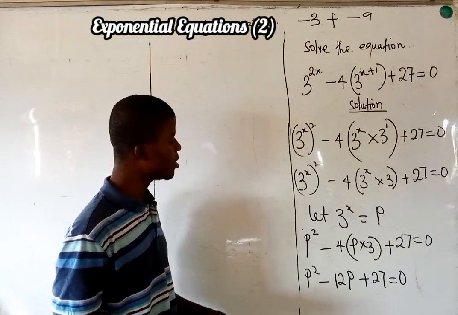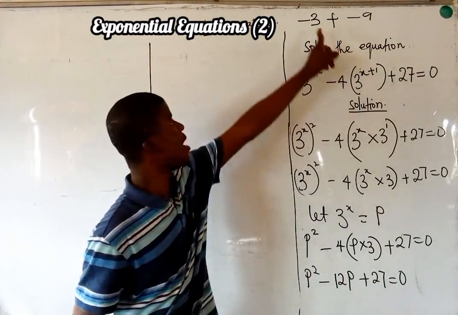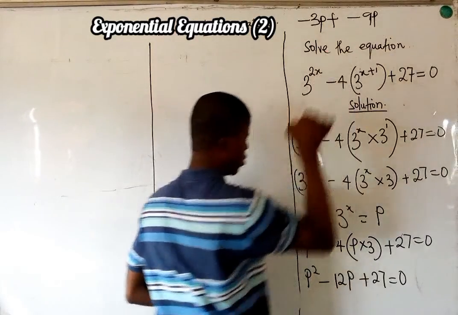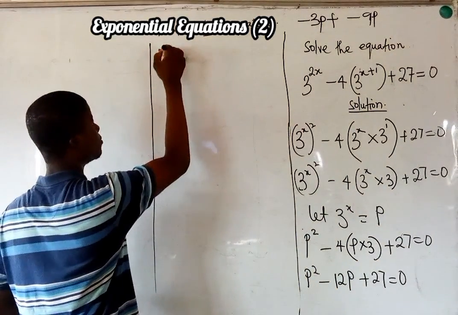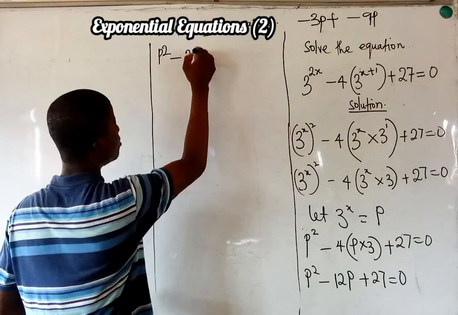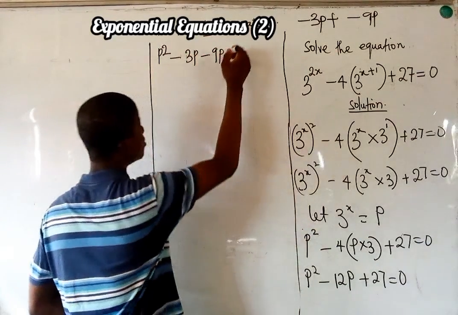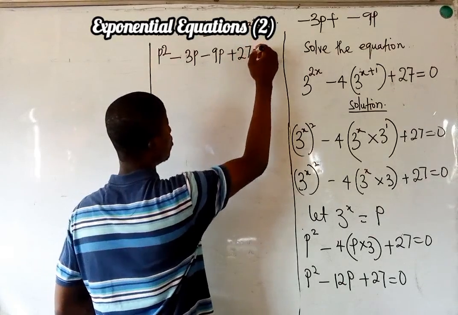So we will replace minus 12p with minus 3p and minus 9p. So this is what we have: p squared minus 3p minus 9p, then plus 27 comes in, all equal to 0.